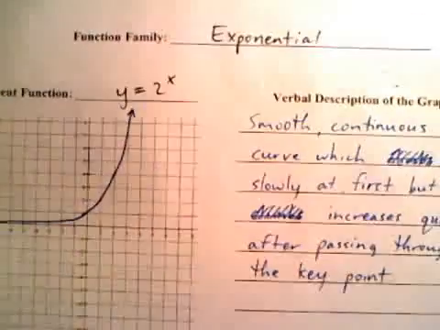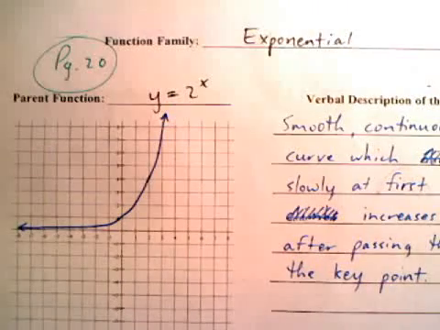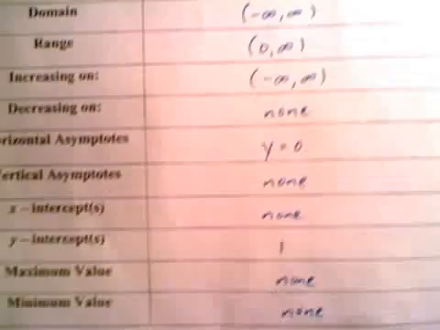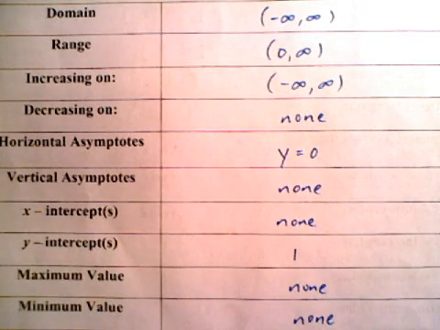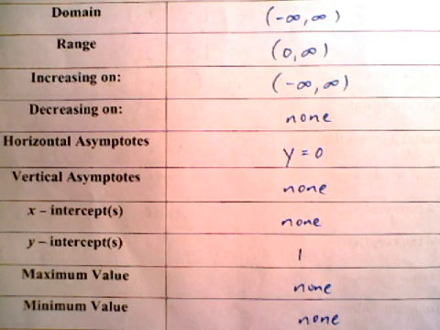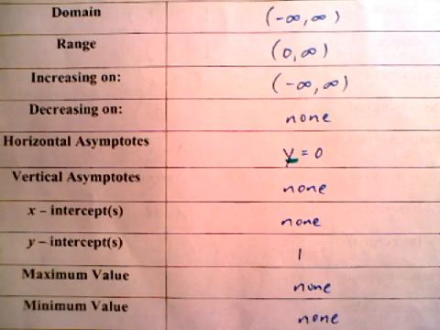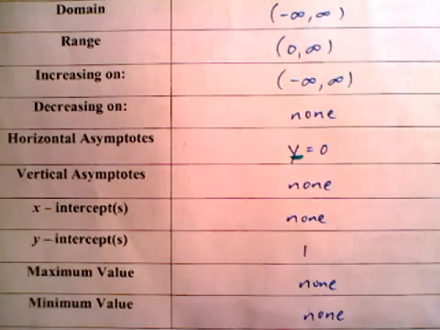So page 20 is the exponential functions that we've been so happy about doing recently. And page 20, exponential, y equals 2 to the x. We know what that looks like. We know what the domain, you might want to pause and go back, but the domain, range, increasing, decreasing, we know all this stuff. Horizontal asymptote, y equals 0. Make sure you're putting y. Horizontal asymptotes and vertical, you're putting x when we have one. The y-intercept of 1, no max, no min.